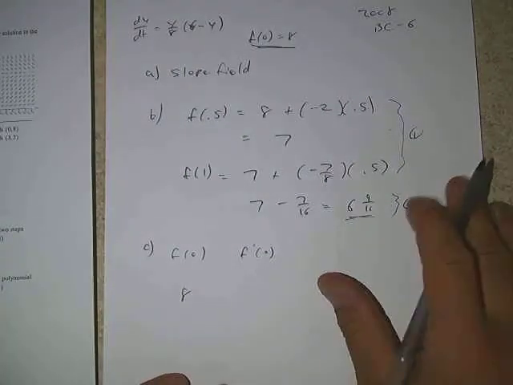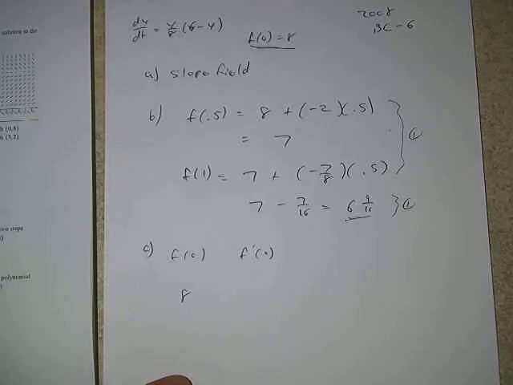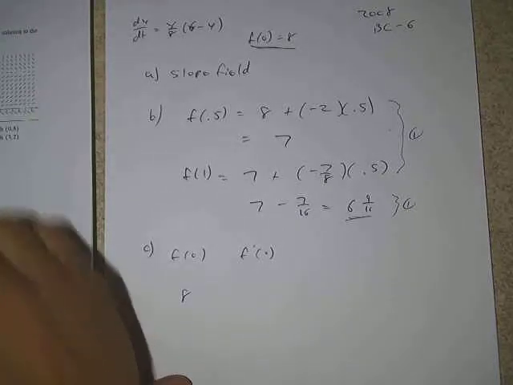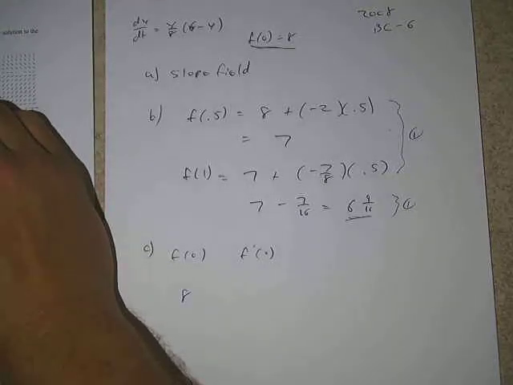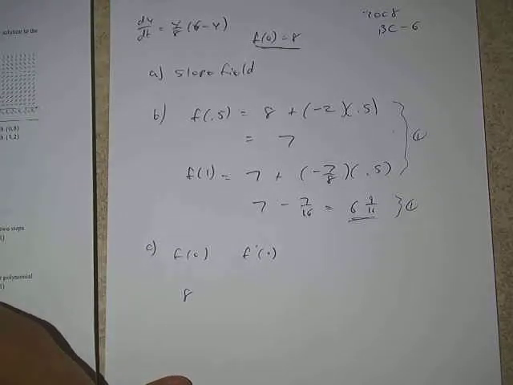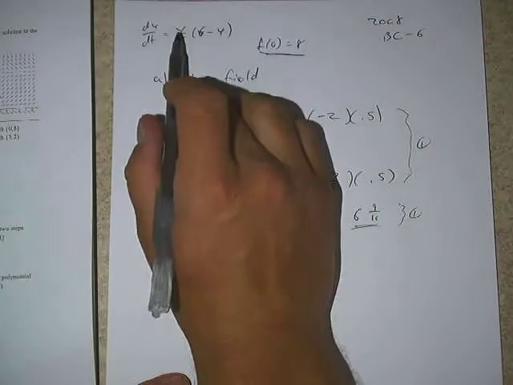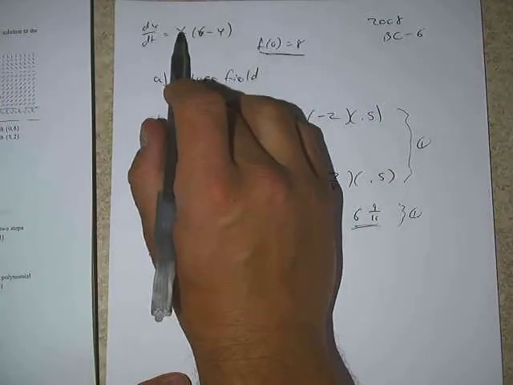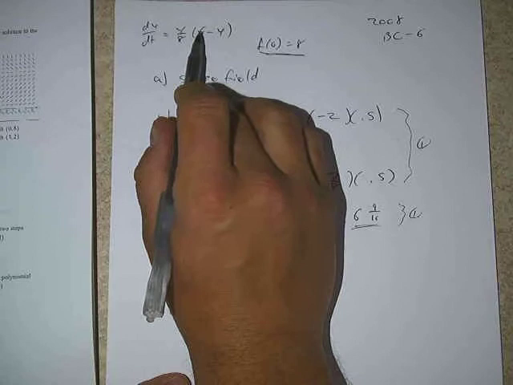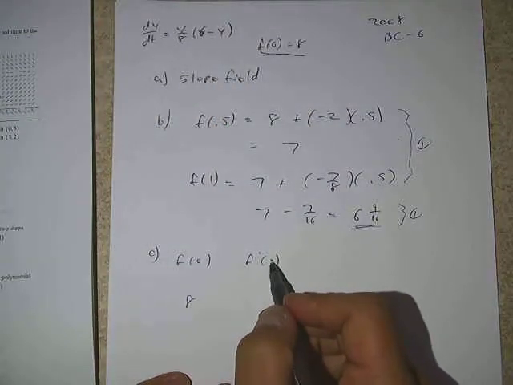Okay. The next part says write a second degree Taylor polynomial for f about t equals 0 and use it to approximate f of 1. If we're going to write a Taylor polynomial for this function f, we know it's going to come from f of 0 equals 8 first. Then f prime at 0, the derivative at 0. Remember the derivative is defined above. So what would be the derivative at 0?